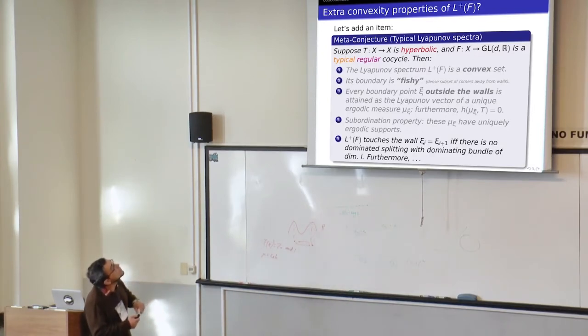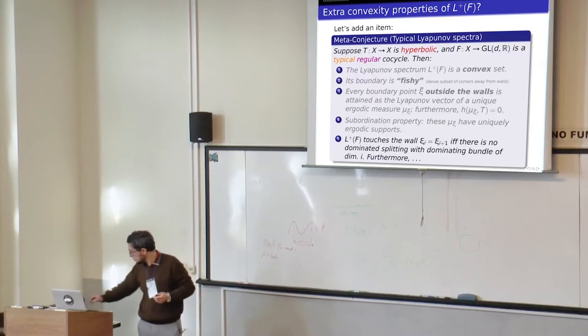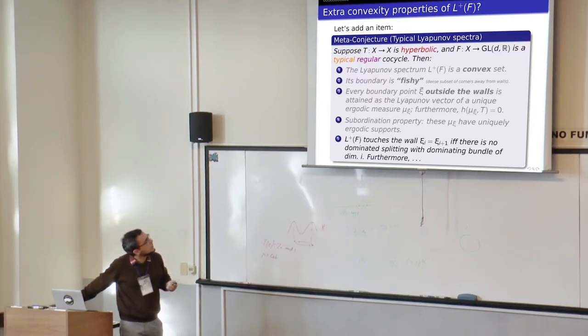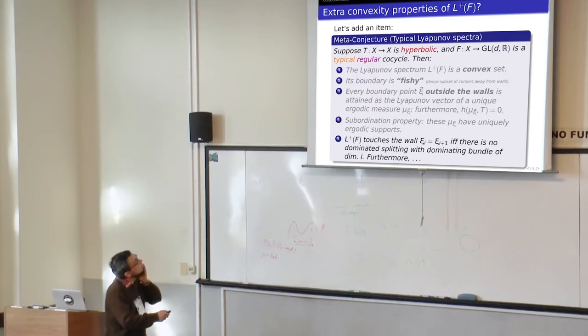I have a couple of slides. I had this meta conjecture. This is the same as I explained before. And let's add an extra piece of information. So we expect that this set touches a wall if and only if there is no dominated splitting.